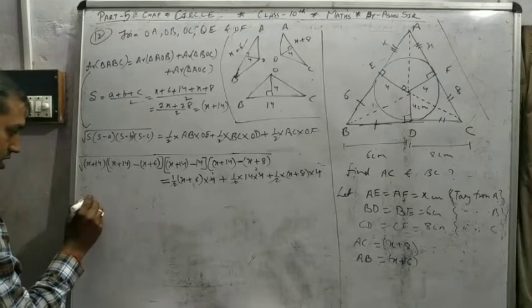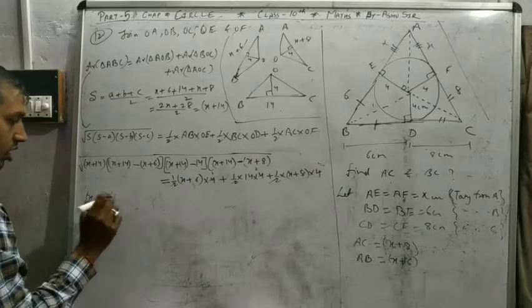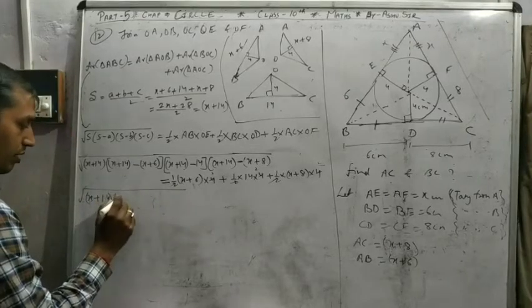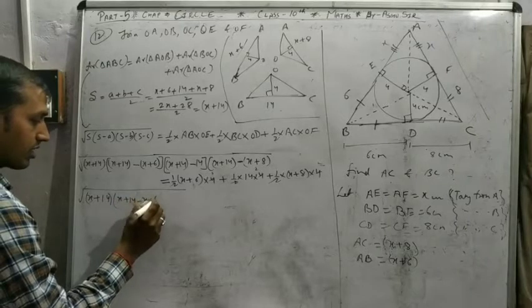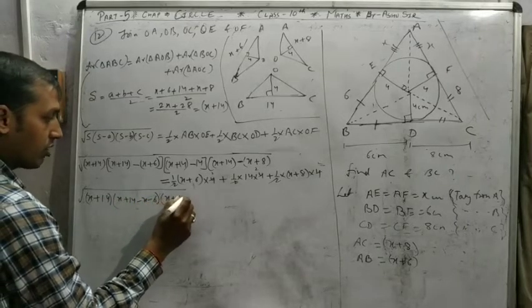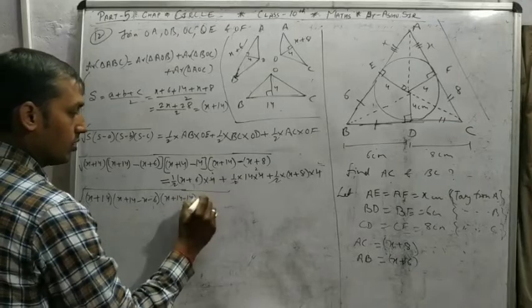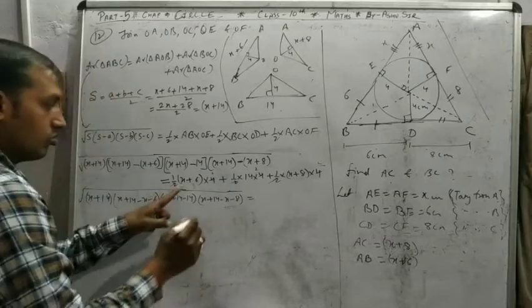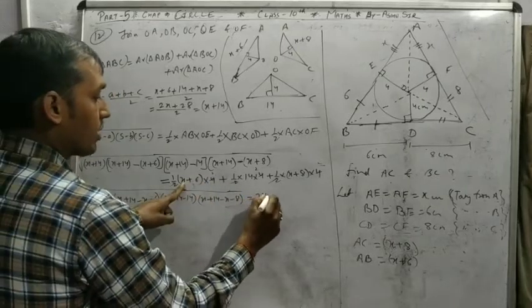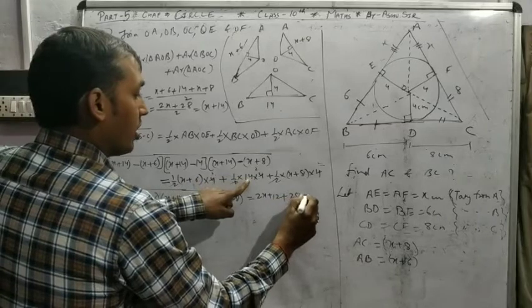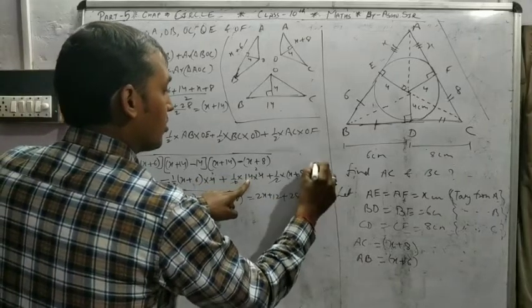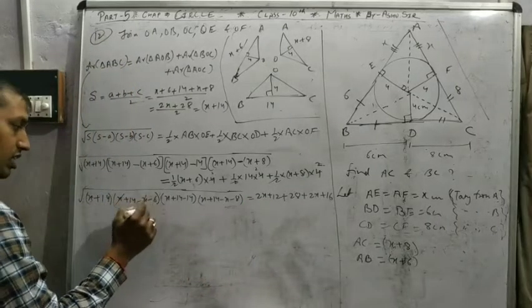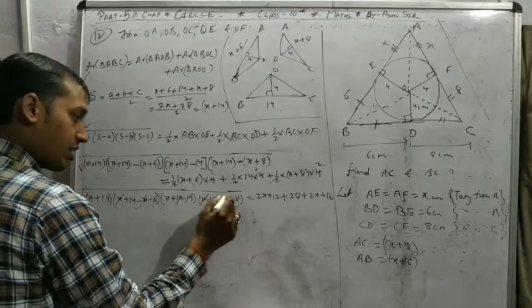Open the bracket. x plus 14 is the same. Let's see the trick, or you can say an easy way to solve the question. Open the bracket. x plus 14 minus x minus 6, x plus 14 minus 14, x plus 14 minus x minus 8 is equal to 2. Open the bracket. 2x plus 12, 28, 2x plus 16. Multiply by 2 in the bracket. Here x cancels, 14 cancels, x cancels.